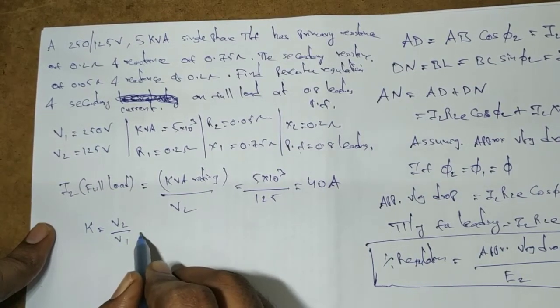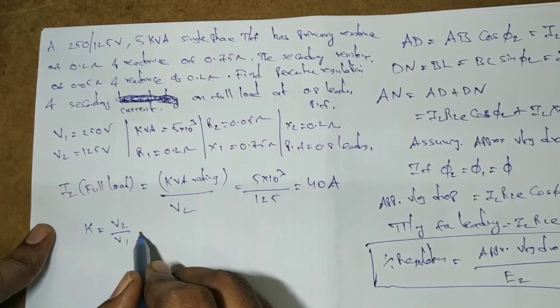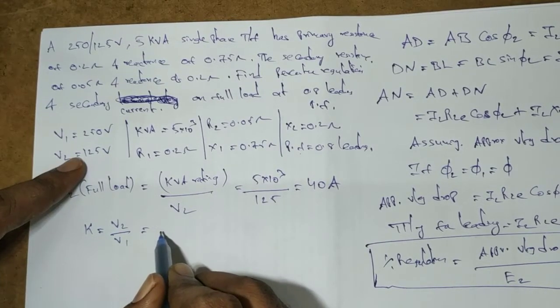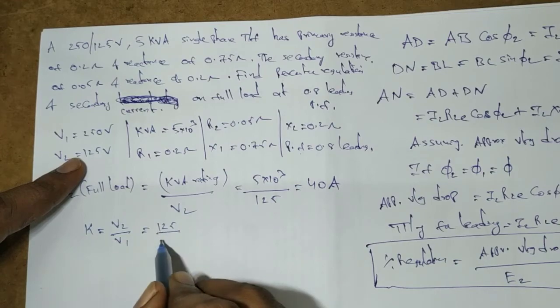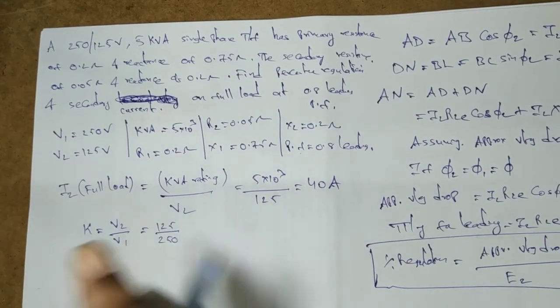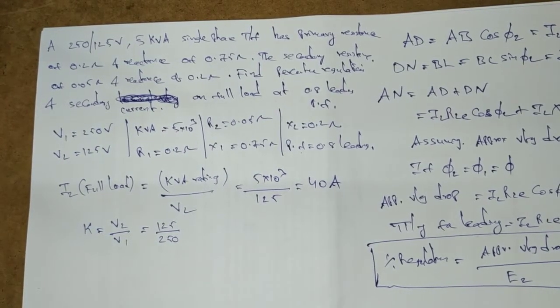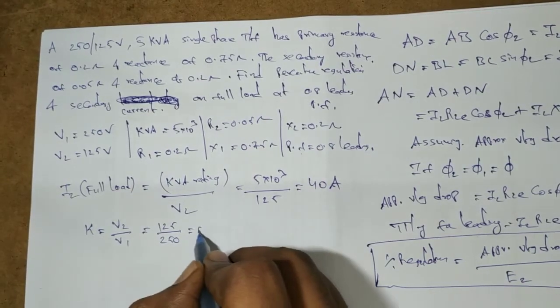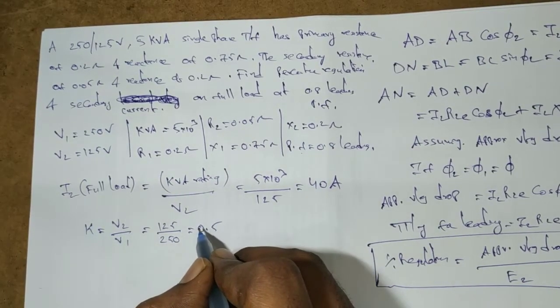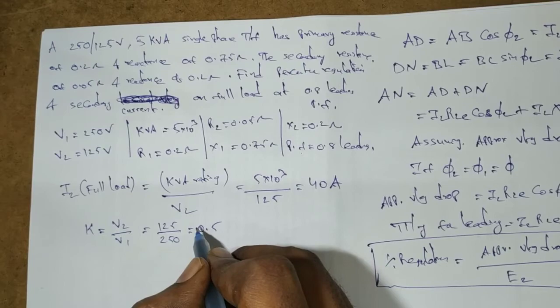Now the value of K is nothing but N2 by N1, or else V2 by V1. Since V2 and V1 are given, we have to consider V2 by V1, and if it is given in terms of N1 and N2, then K should be taken in terms of N. So that is 125 by 250, which is nothing but 0.5.